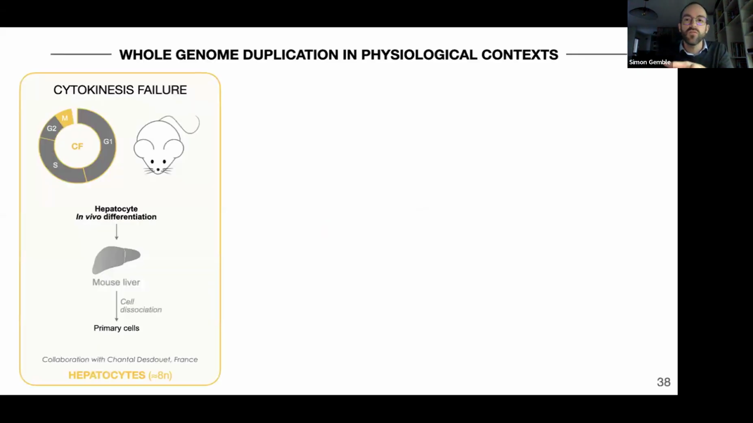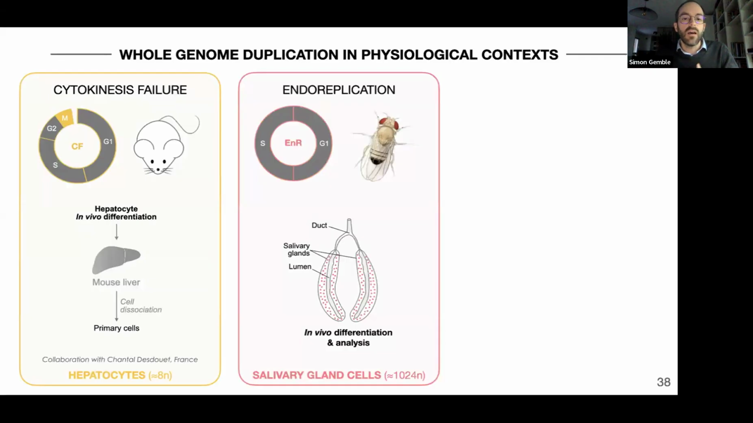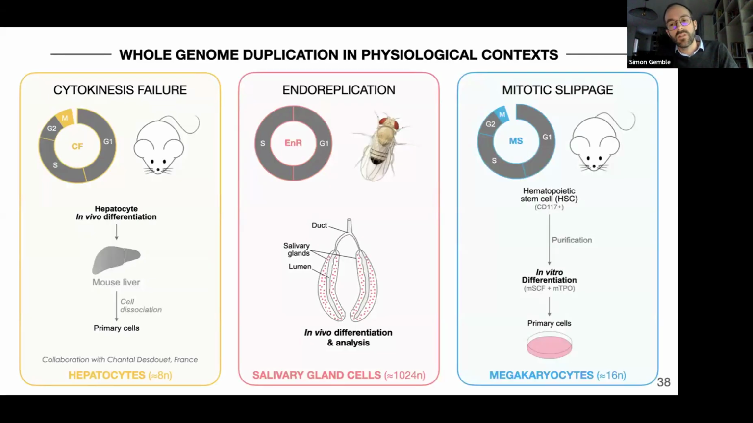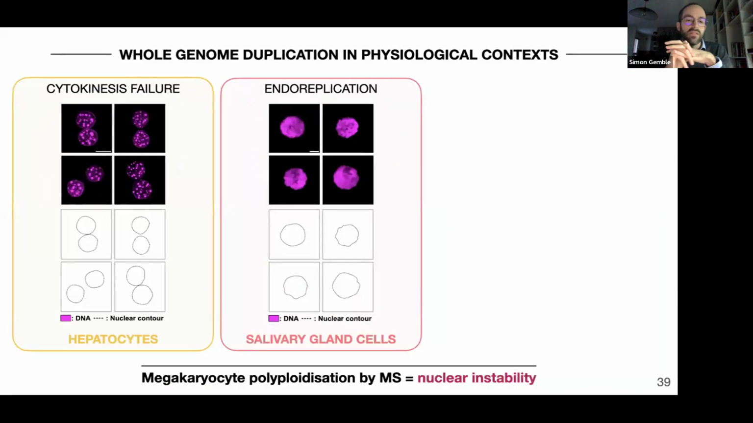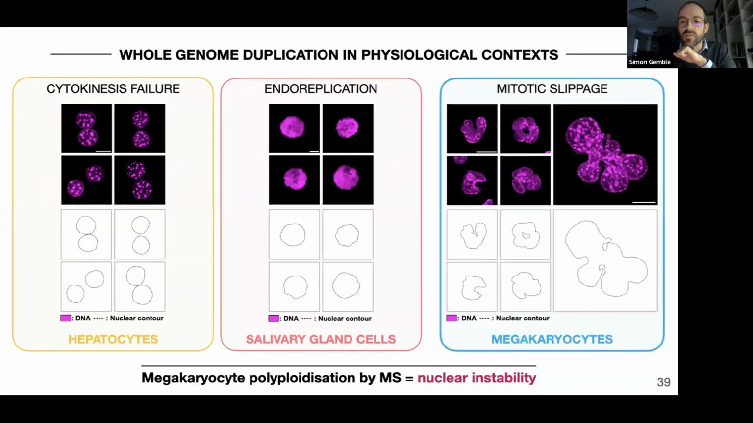So to address this question, of course, we had to change our model. We use mouse hepatocytes that become polyploid by cytokinesis failure, Drosophila salivary gland cells that become polyploid by endoreplication, and mouse megakaryocytes that become polyploid by mitotic slippage. When we analyze hepatocyte and salivary gland cells, we did not observe any defect in terms of nuclear architecture, as you can see here. But when we analyze a megakaryocyte after mitotic slippage, we again observe nuclear deformations.